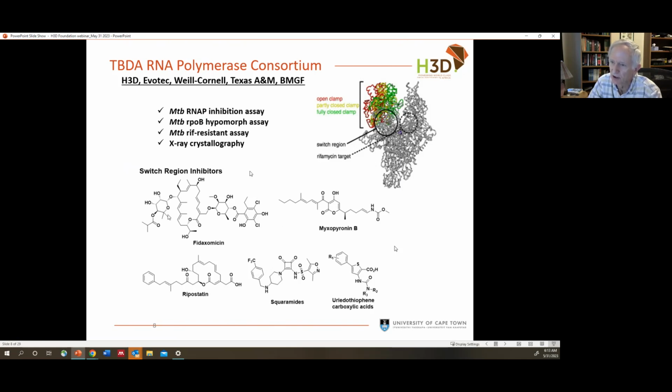Fidaxomicin is used clinically for the treatment of Clostridium difficile. So this is just an example of a series of inhibitors, and the team continues on trying to find new molecules that inhibit RNAP differently than rifampicin, and therefore not have cross-resistance.